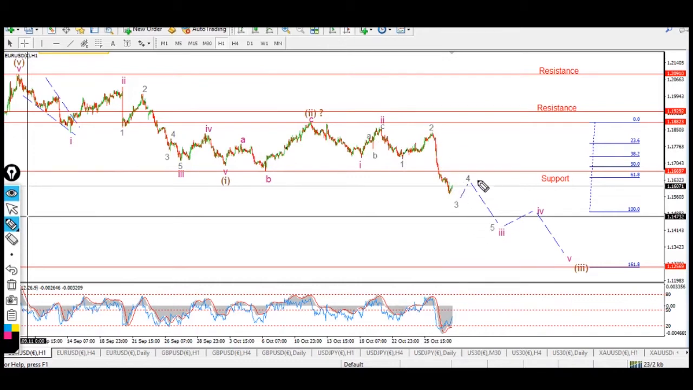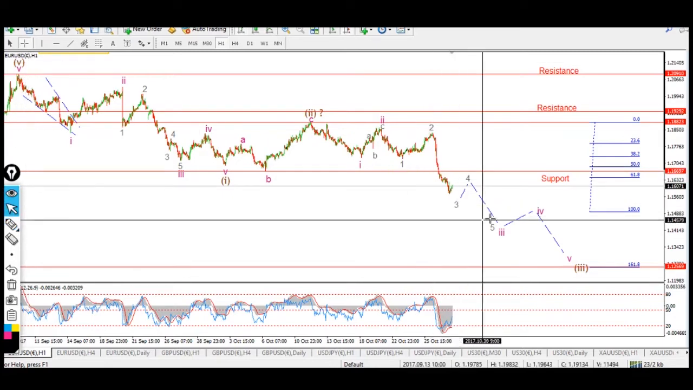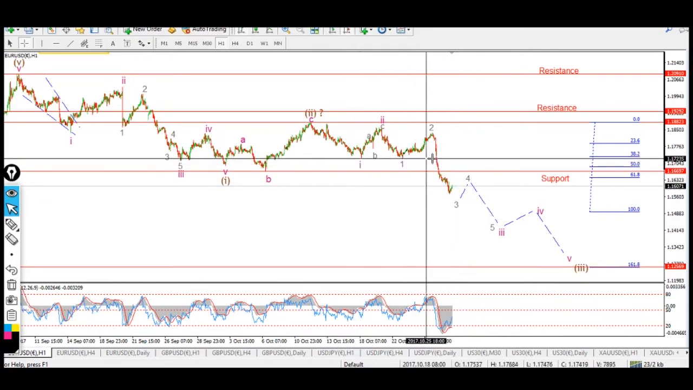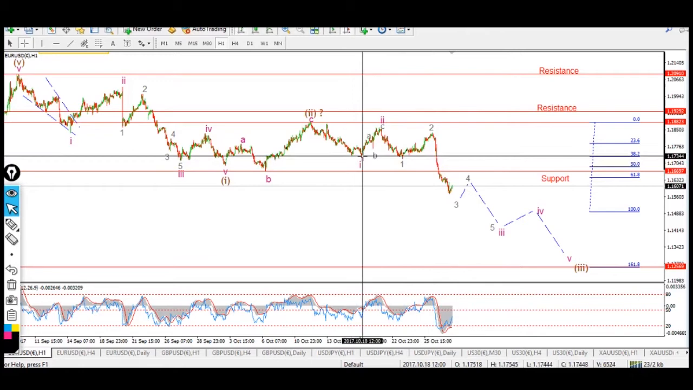We should get either a contraction in wave 4 gray or a simple 3-wave pattern again, possibly a flat. That probably counts as a flat, so maybe a zigzag correction in wave 4. Now wave 4 should stay below the low here, a double low basically, of wave 1 pink and wave 1 gray.